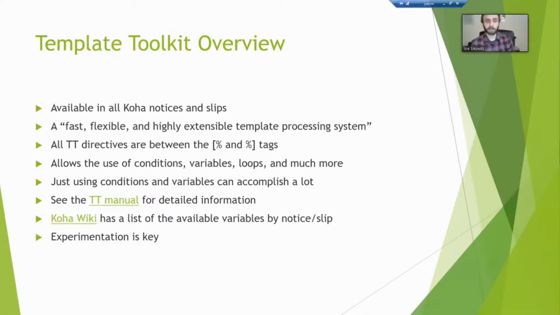There is a Template Toolkit manual, which is highly detailed and provides a lot of information. Again, you may not need the entire thing to do what I'm doing here, but it is freely available on the internet, and I'll provide a link at the end as well. The Koha Wiki is a good source for the available variables by notice and slip. So again, I'll provide that link at the end of this presentation, but that is my primary source to see which variables are available to Template Toolkit in the different notices and slips.